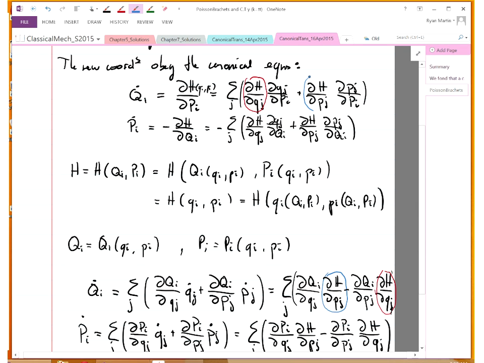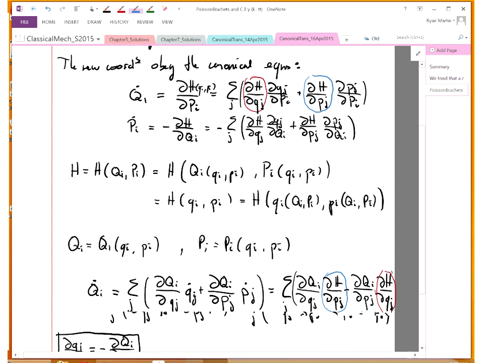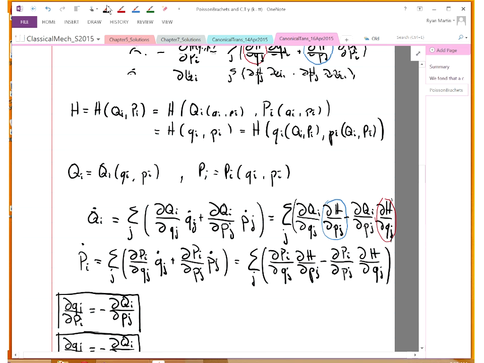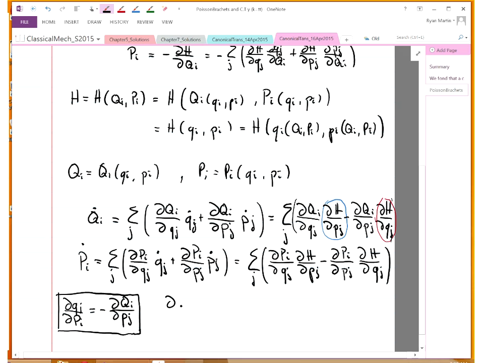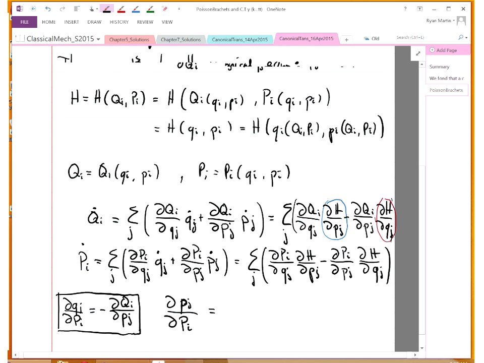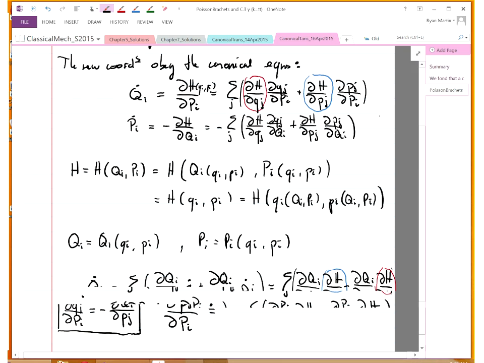So let me pick another one. Let me pick the ∂H/∂p_j in the q_i dot term from the bottom. I have to look for it at the top. It's right here. So the thing that goes with it at the top is ∂p_j/∂P_i.